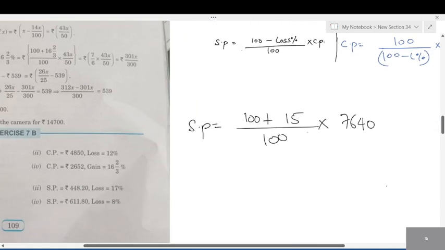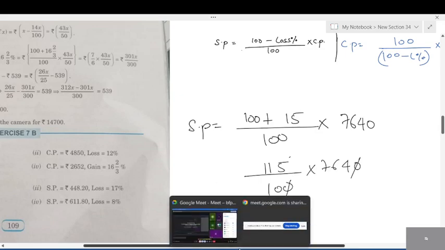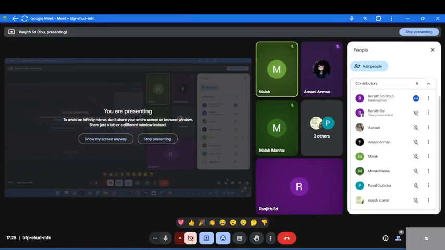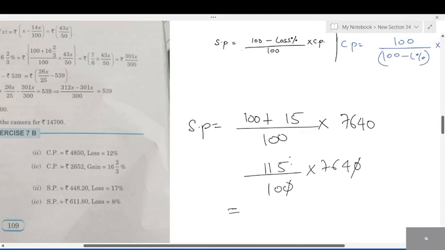So you should know the formula. 100 plus 15, I'll solve it. 100 plus 15 is 115 divided by 100 into 7640. 0 and 0 gets cancelled. Okay. Then you can use 5 times table and reduce it. Is this clear? All of you understood how to use the formula? Yeah, completed. Completed, students. First question.